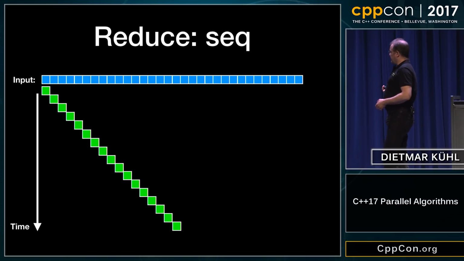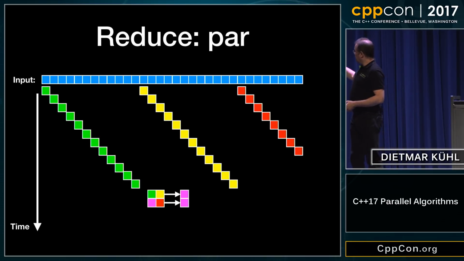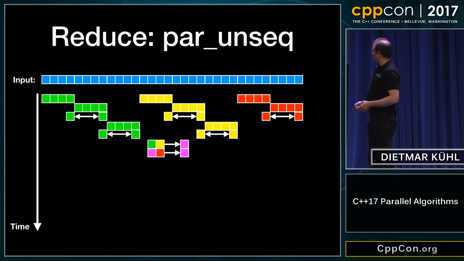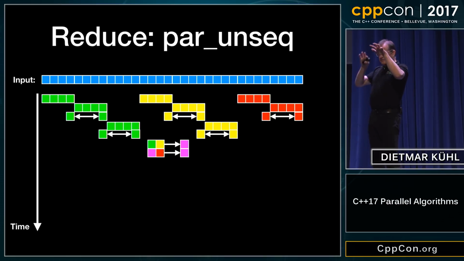So reduce, similar. Sequential does it sequentially. In parallel, there's a little bit of combined steps at the end. In parallel, you basically execute within the threads some combinations of the different ranges and then some combined step. So that's, again, expected to be really fast.